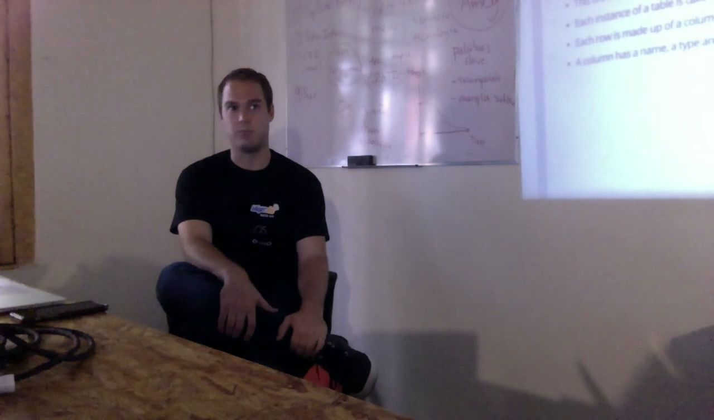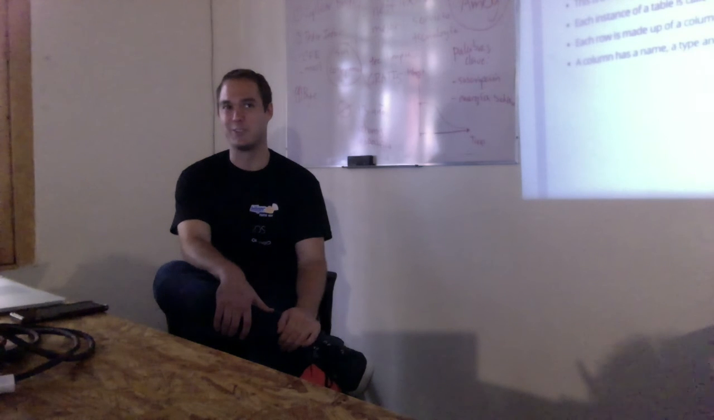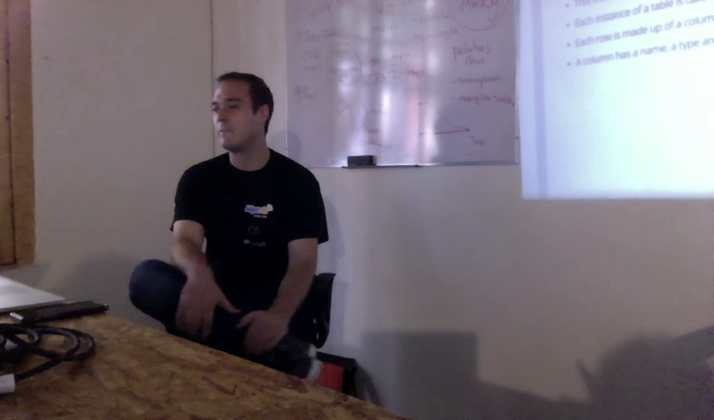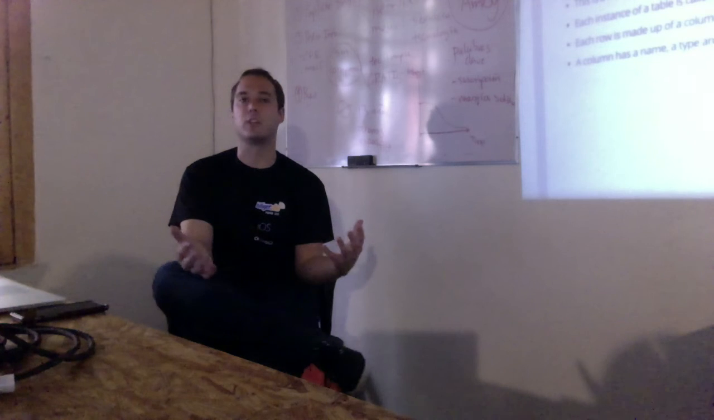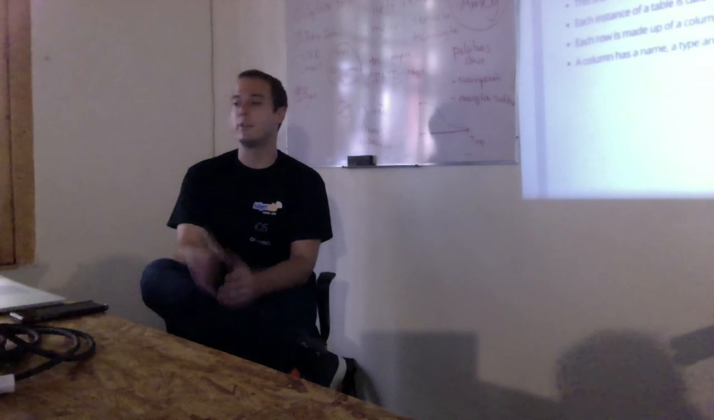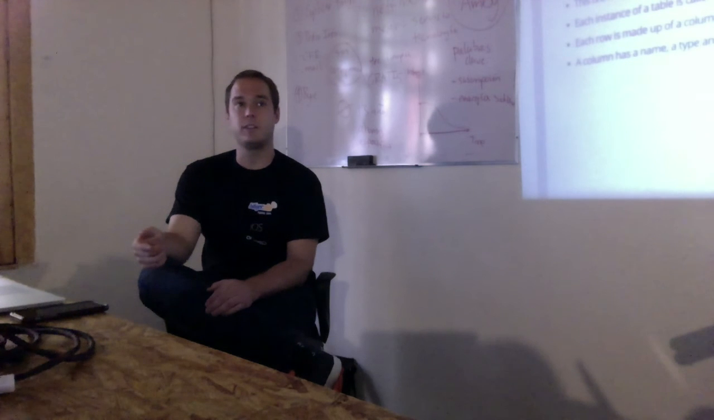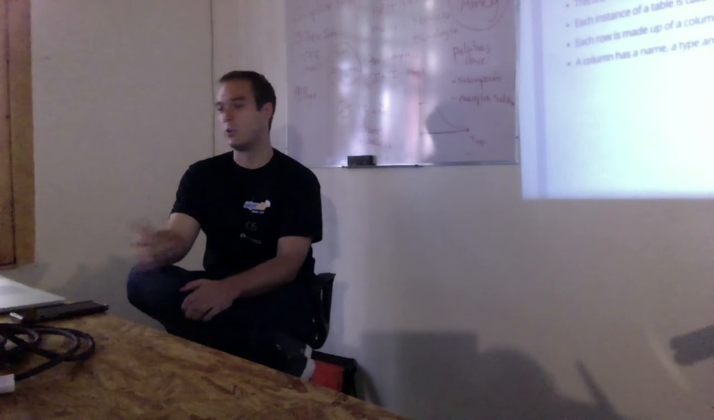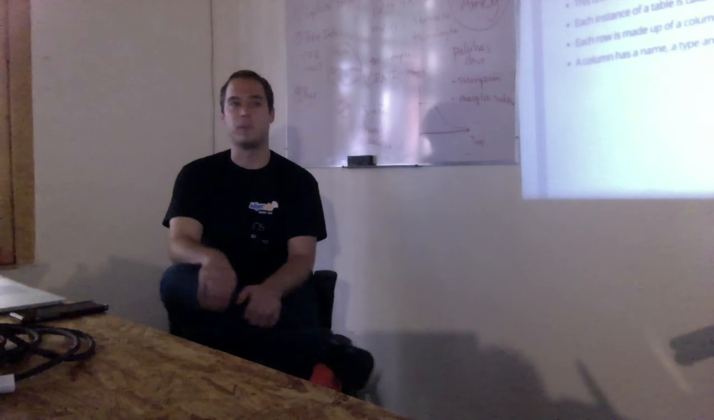In Sheets it's called a sheet. In Excel it's called a sheet, I don't know. And so this is a table. It's the collection of all of the things of a particular type that we have. Every single instance of that entity is called a row. Pretty straightforward. And then every row is made up of columns.